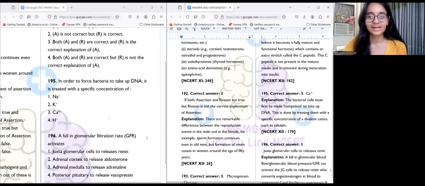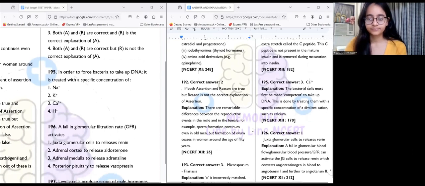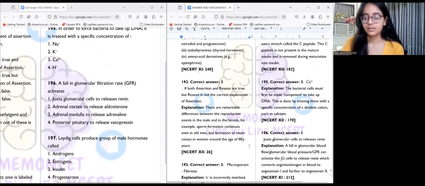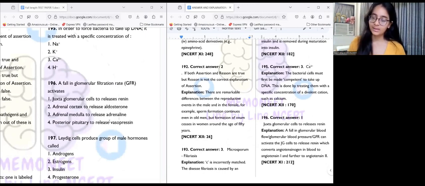Yes, okay. Moving to question 196. A fall in GFR activates what? It activates the JGA cells to release what? Renin. So the juxtaglomerular apparatus, that is the juxtaglomerular cells, are activated to release renin. Right. And now renin does what? It converts angiotensinogen in the blood to angiotensin 1. Angiotensin 1 further changes to angiotensin 2. And then the blood pressure is maintained.